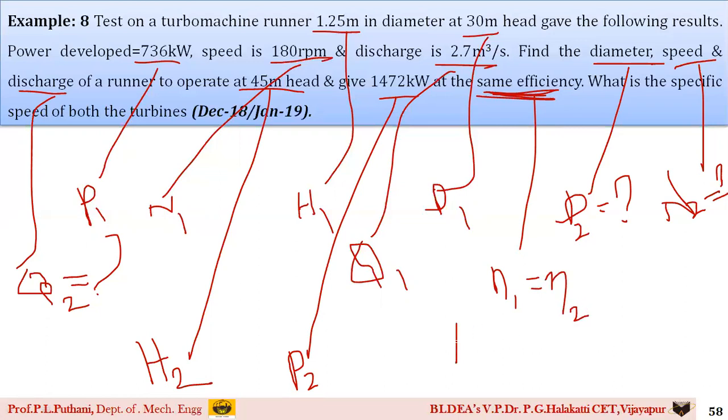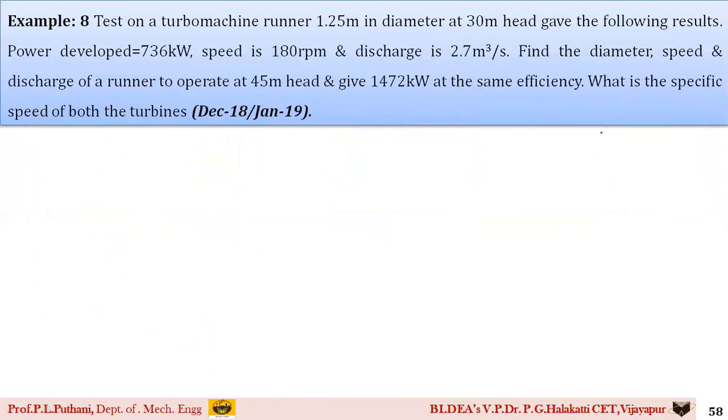And apart from it, he has also to find out the specific speed of the machines. That is this particular thing. These are the things you need to find out. It is asked in the year December 2018, January 2019. So let us go to the solution part of this particular problem.